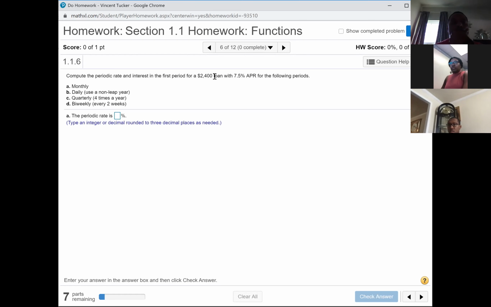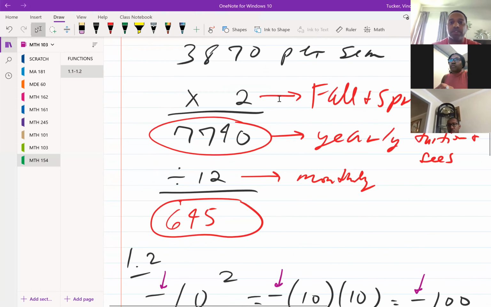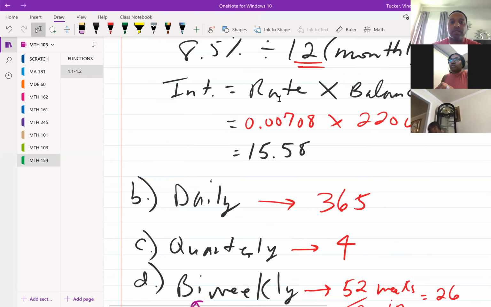So this one right here: compute the periodic rate and interest in the first period for a $2,400 loan, 7.5% APR, with the following periods. So I'll do one, let's go to my notes, show you what they mean with this. And this is from my earlier class. I might have to erase some stuff and rewrite, but at least I know.